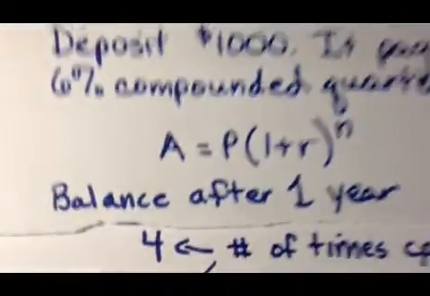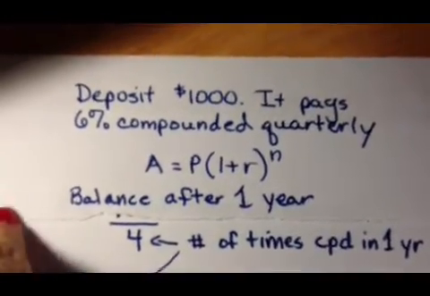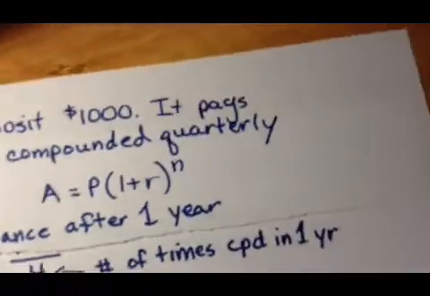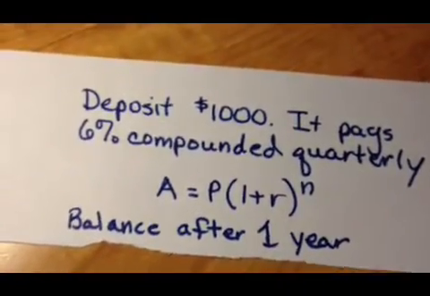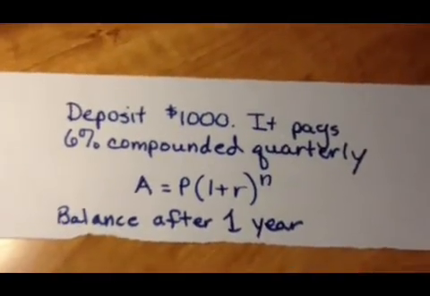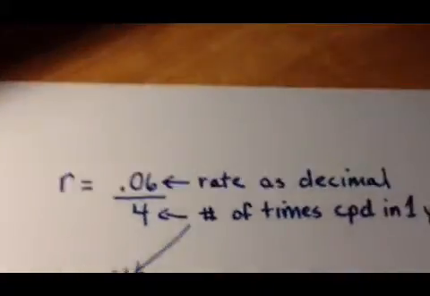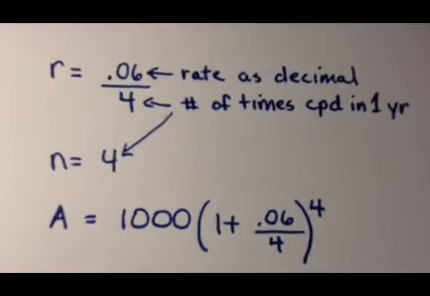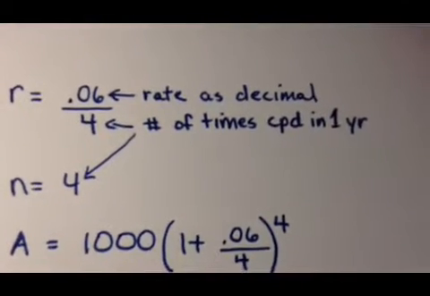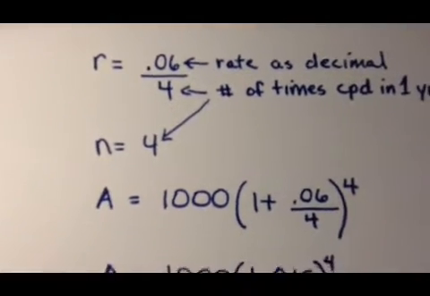Okay, so let's take a look at this problem. We want to deposit $1,000 in the bank, and it pays 6% and it's compounded quarterly. So we're going to use this formula, and we want to find the balance in the account after a year, and then we'll actually find the interest when we're finished with that as well. All right, so the first thing we're going to do is we're going to write the rate as a decimal, which is 0.06. 4 is the number of times it's compounded in 1 year because it's quarterly.